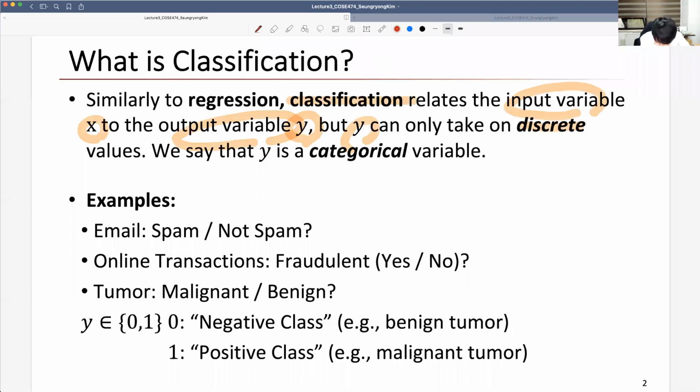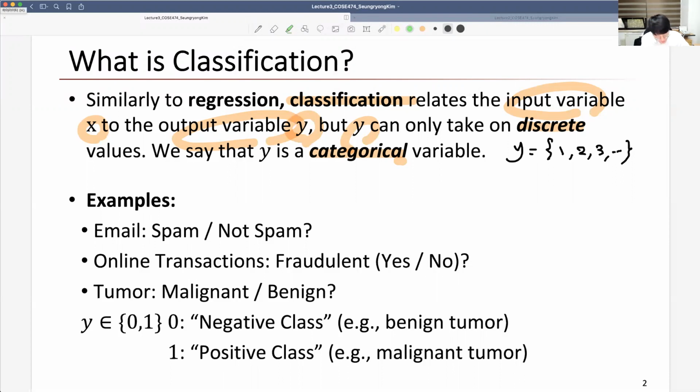For example, y can be one of the terms in a discrete space, something like 1, 2, 3, a number of things. So these are discrete values, right? A discrete value is also called a categorical variable. So the main difference between the regression problem and the classification problem is the type of the output data, right?